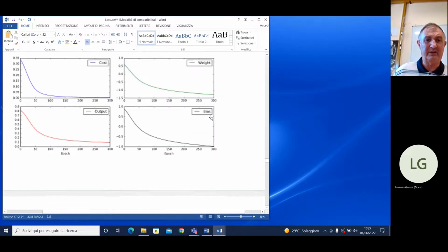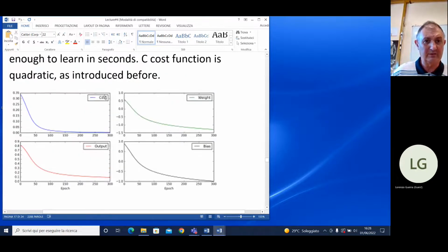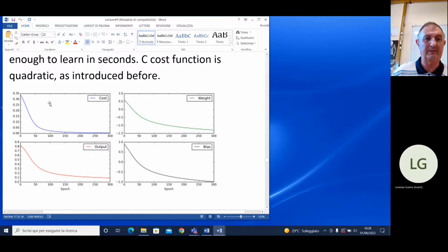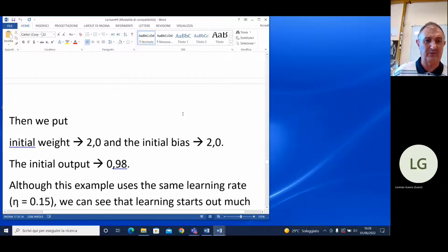So learning this neural net, we can see that up to 300 epochs, stages of learning, we have a very good decay to zero of the cost function. So very good convergence of our learning criterion. And we also have very good convergence of the weight coefficient and bias coefficient.